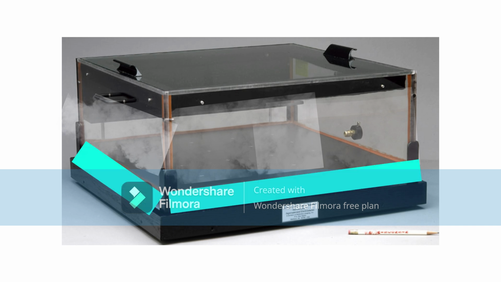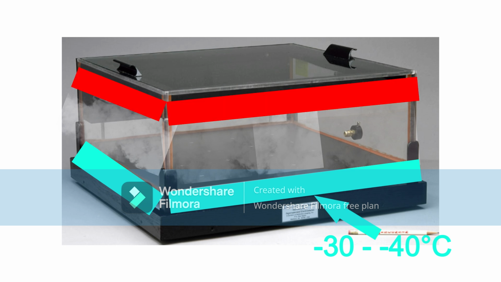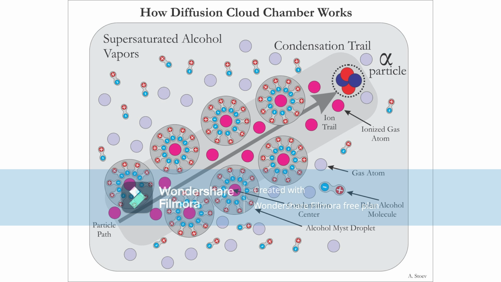It's important that the bottom of the cloud chamber is very cold at around -30 to -40 degrees Celsius, and the top extremely hot at around 50 degrees Celsius.